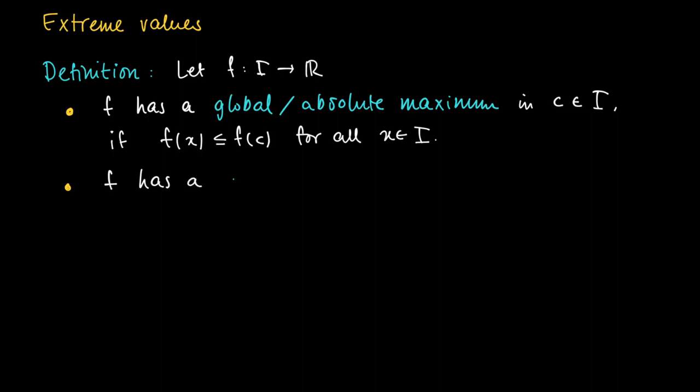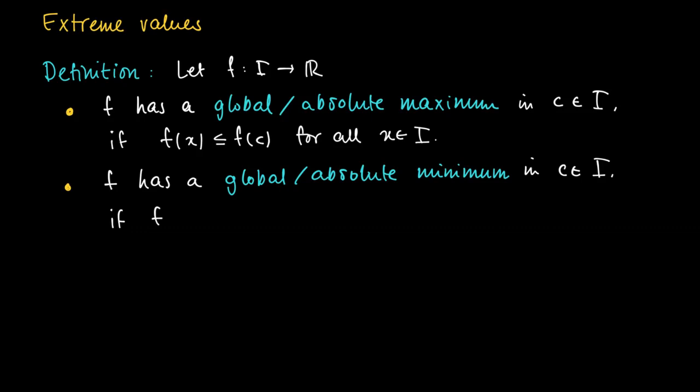Well, similarly, we define a global or absolute minimum in some c in the interval if it holds that f(x) is at least f(c) for all x in I. So f(c) is the minimum value of the function on its domain I.